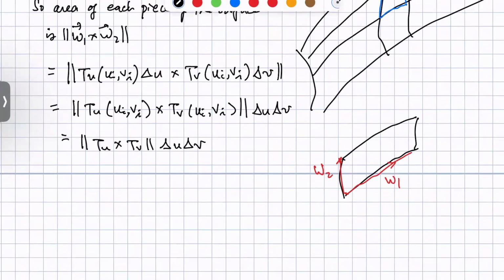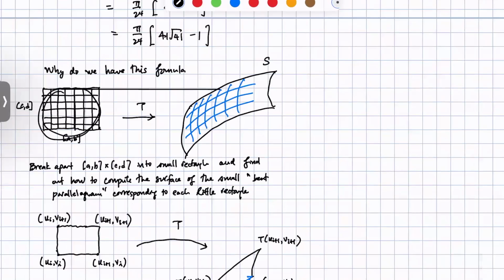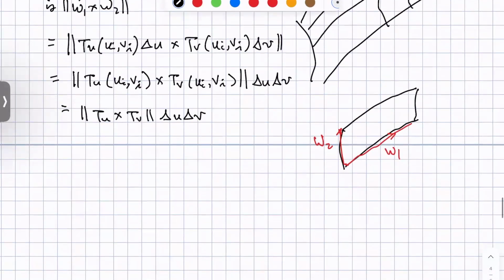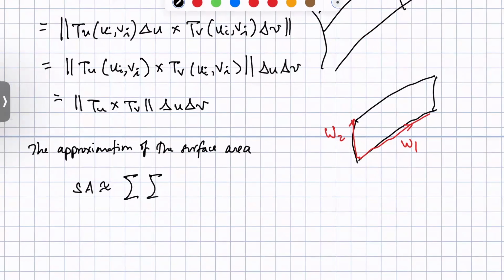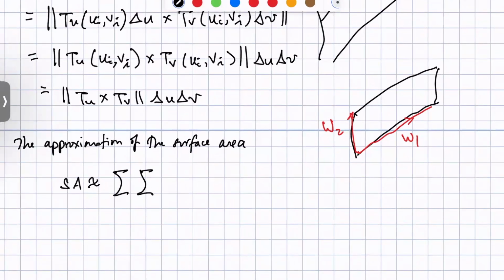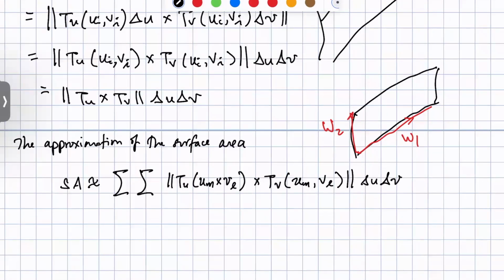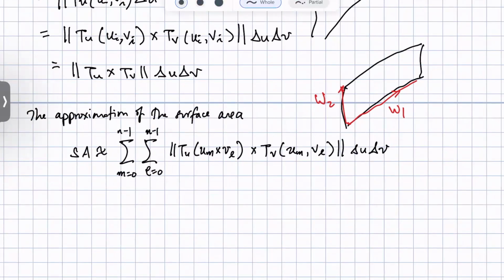So what do I do now? I have to add up all the contributions. I have to add up the contributions of all of these squares and all of these sort of bent parallelograms. So the approximation of the surface area is given by what? SA is approximately equal to, well, I have two sums. I have to sum over the vertical and the horizontal axes. So I'm going to have the norm of Tu of um, vl cross Tv of um, vl times delta u delta v. And then l is going to go from 0 to n minus 1, and then m is going to go from 0 to n minus 1. Oops, there's a mistake. This should be a comma.